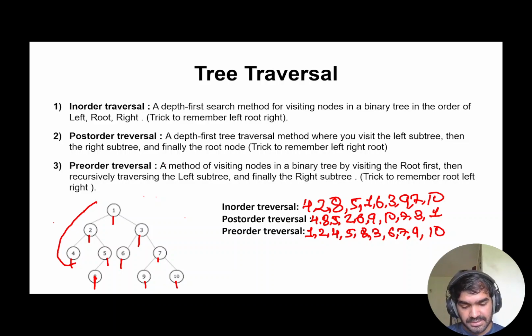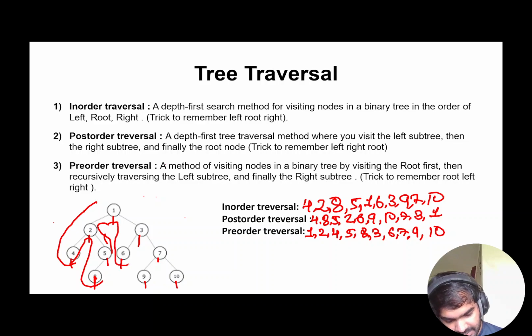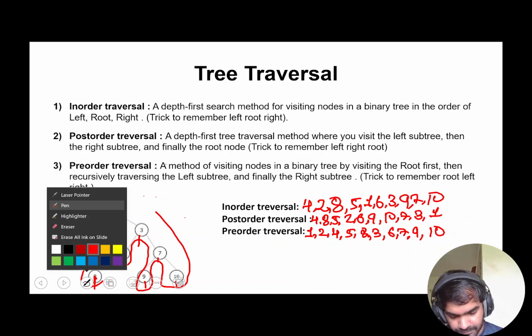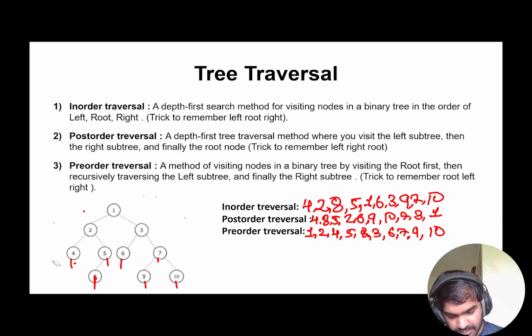As in first in-order traversal, which was 4, then 2, then 8, then 5. Then after 5 it was 1, then 6, then 3, then 9, then 7, then 10. Finally, that is the in-order traversal. Let's erase this and let's go to the trick for post-order traversal.